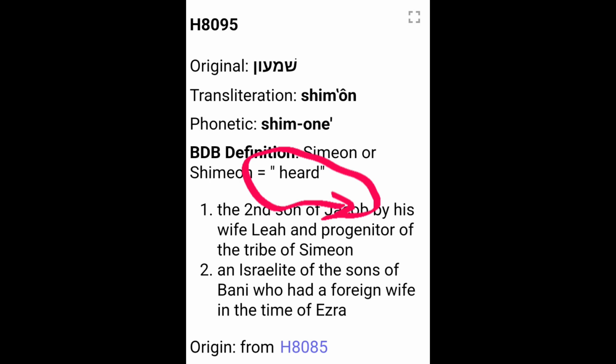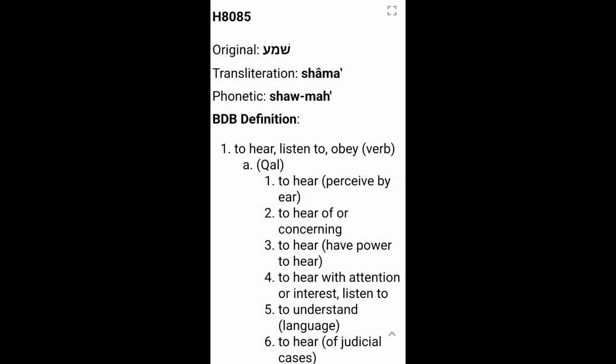And we see its origin is from 8085, and looking at H8085 for the English word heard, we see Shin, Mem, Ein, which are the first three letters of Simeon in Hebrew. And so we see this word means heard or to hear. And this is a very common connection in the Hebrew language where a name is repeated in an action or a circumstance involving the naming of that person.